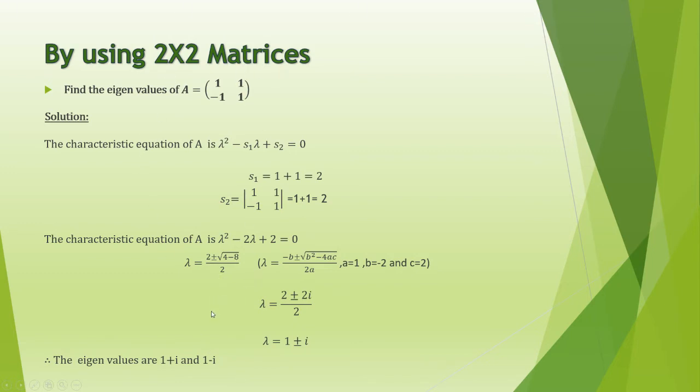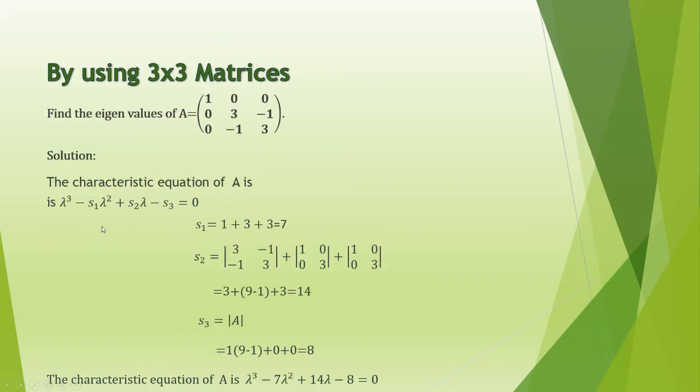Next we move on to the 3 by 3 matrices. Find the eigenvalues of the given 3 by 3 matrix. The characteristic equation of a 3 by 3 matrix is lambda cube minus S1 lambda square plus S2 lambda minus S3 is equal to 0. S1 is nothing but the sum of the main diagonal elements, which is 1 plus 3 plus 3 is equal to 7.